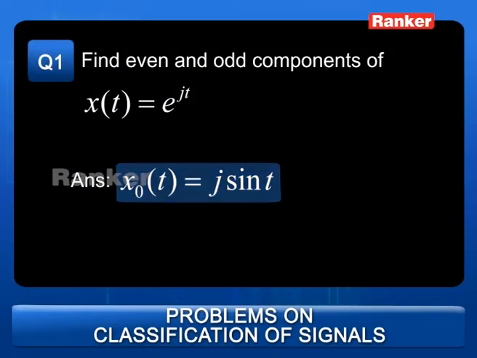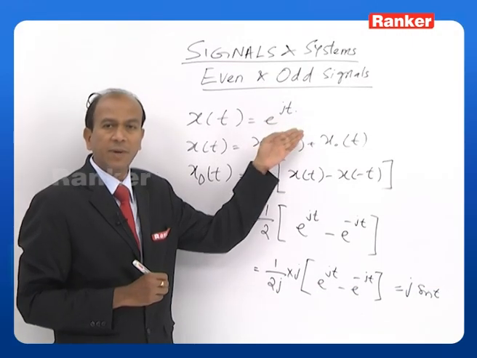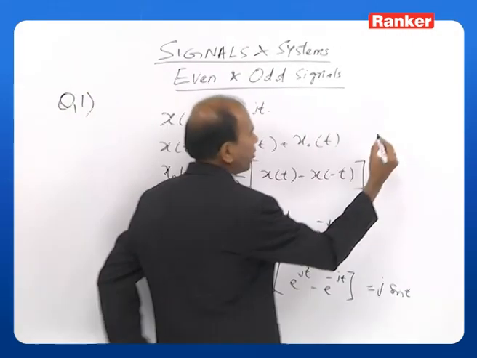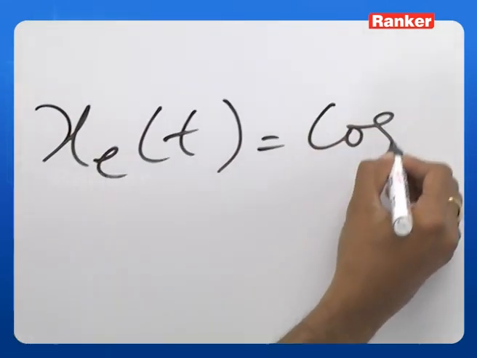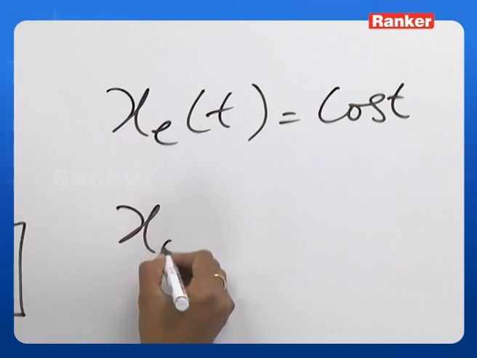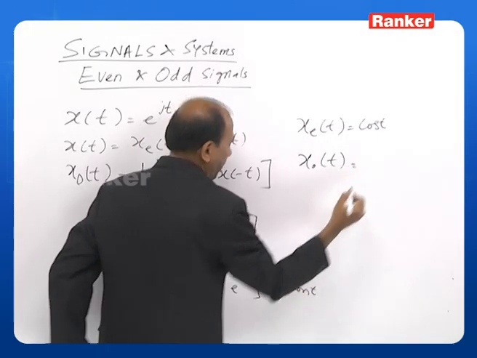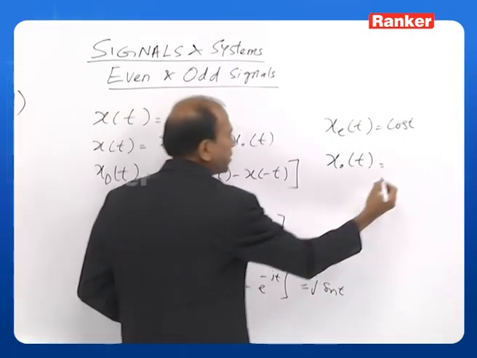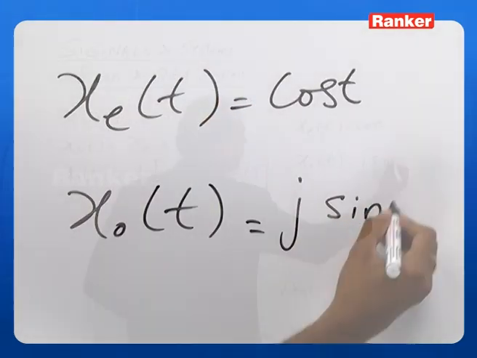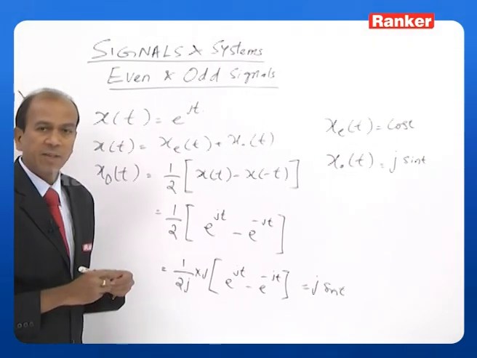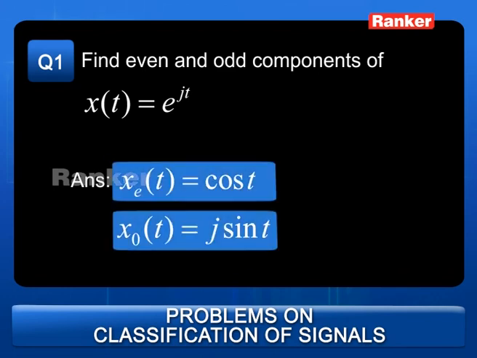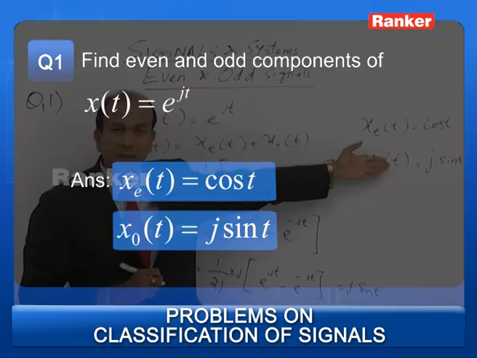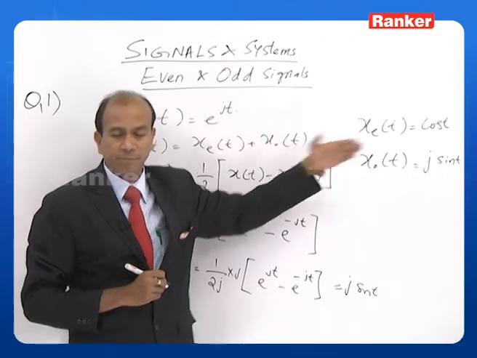Okay. So given the exponential function, the even component as we have found out is xe of t equals cos t, and xo of t we got as j sin t. So as you see here, the exponential function is broken into an even component which is a cosine function and an odd component which is a sine function. Let us see another problem.